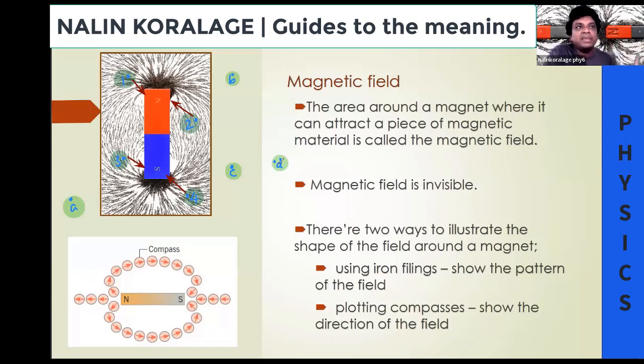I think you got the complete idea of what is meant by the magnetic field, right? Okay, so basically it is the area or the region around a magnet within which it can attract a piece of magnetic material, right? Okay, so that entire definition is given here. So you can keep that in mind, right? That's the area around a magnet where it can attract a magnetic material. That is called the magnetic field.